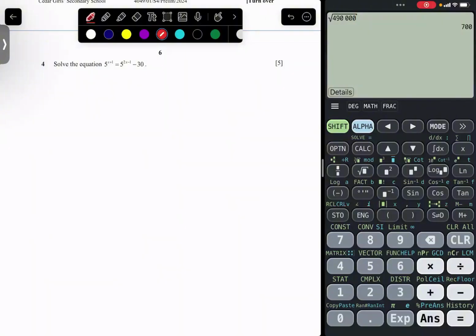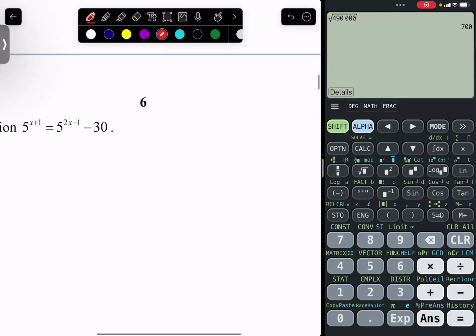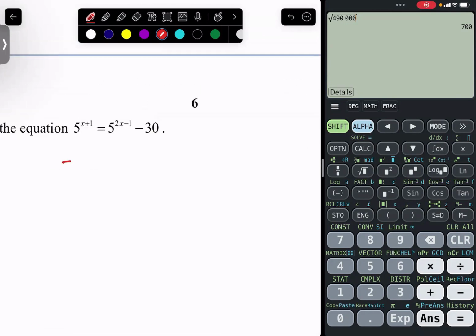Question 4. Solve the equation 5^(x+1) equals 5^(2x−1) − 30. Looking at this question, the first thing that must come to your mind is 5^x and 5^(2x). For such questions, substitution. We talked about splitting of indices before: 5^(x+1) will be 5^x times 5, equals 5^(2x) times 5^(−1), minus 30.